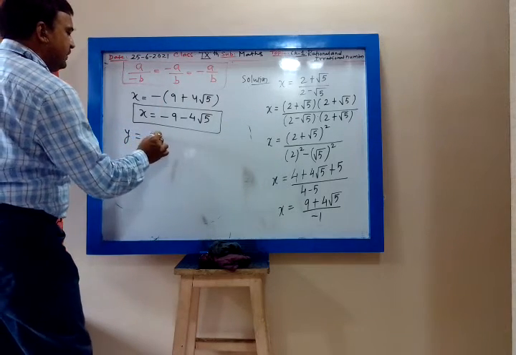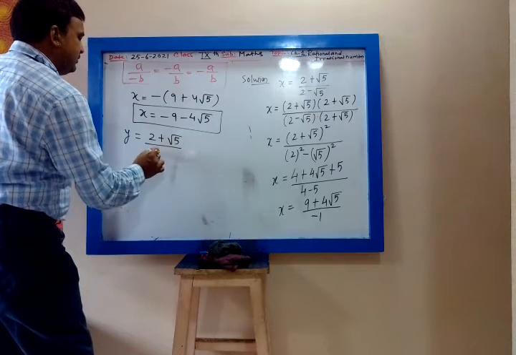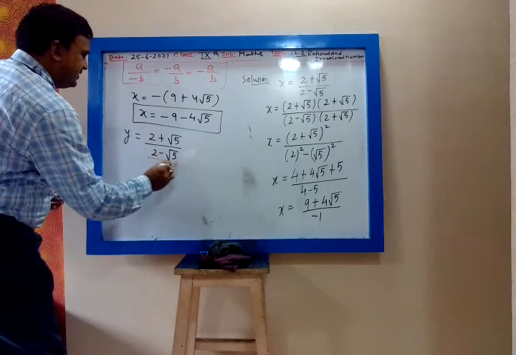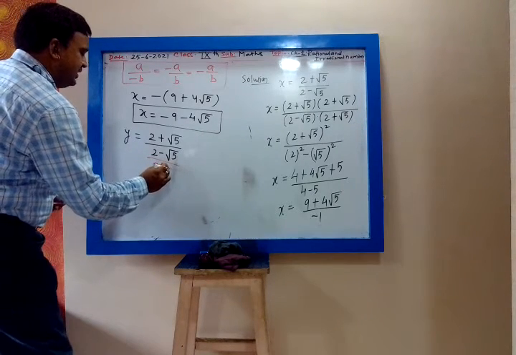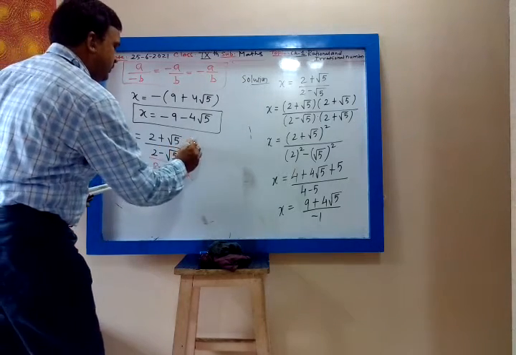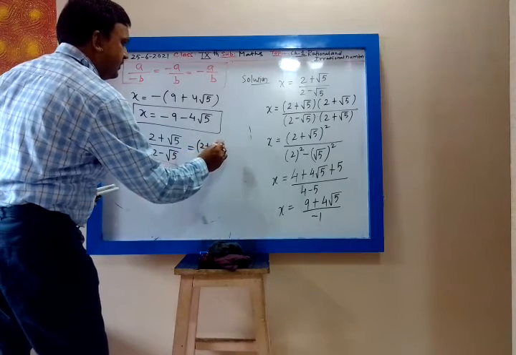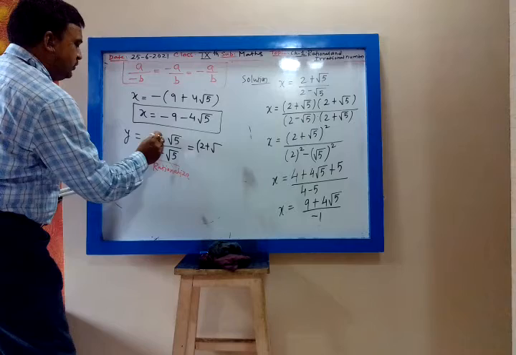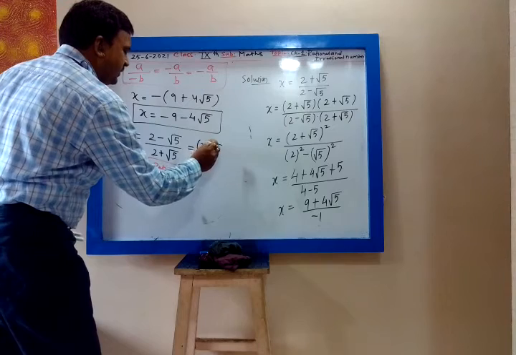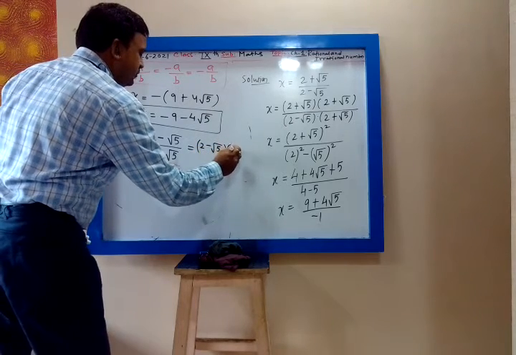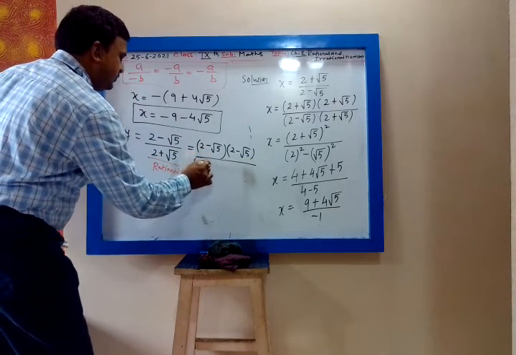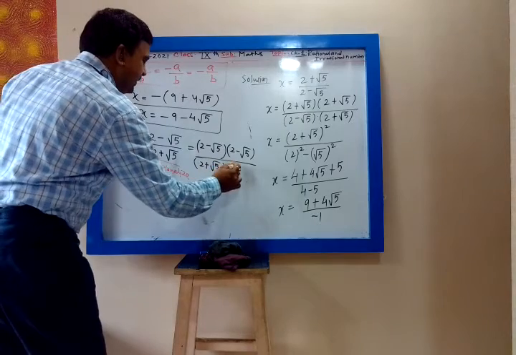Y is 2 plus root 5 upon 2 minus root 5. So rationalize the denominator. This denominator we have to rationalize. So that will be 2 minus root 5 upon 2 minus root 5. Multiply and divide by 2 minus root 5. So 2 plus root 5 into 2 minus root 5. Correct?